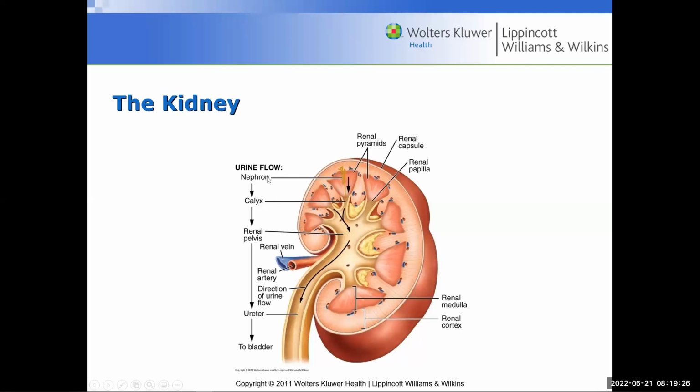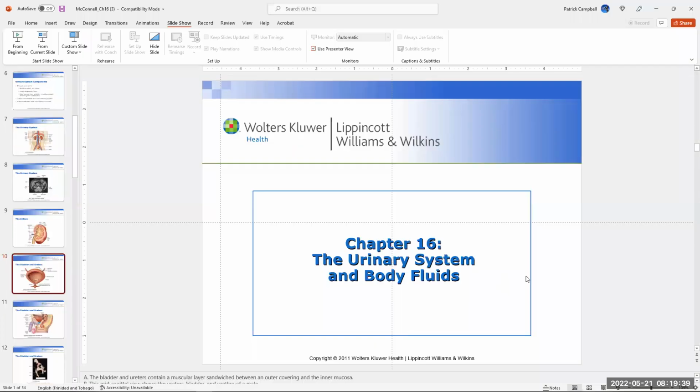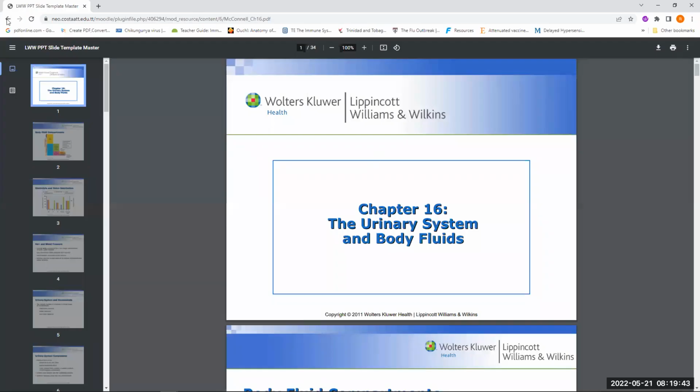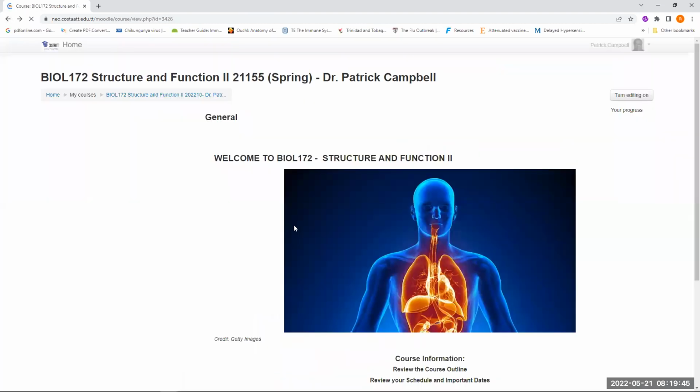So in terms of the nephrons, when it does its filtration, this is how the urine passes out from the nephron to the calyx, down to the renal pelvis, the ureter, and ultimately to the bladder. Let's have a quick overview, a revisit here, and see how this is done.